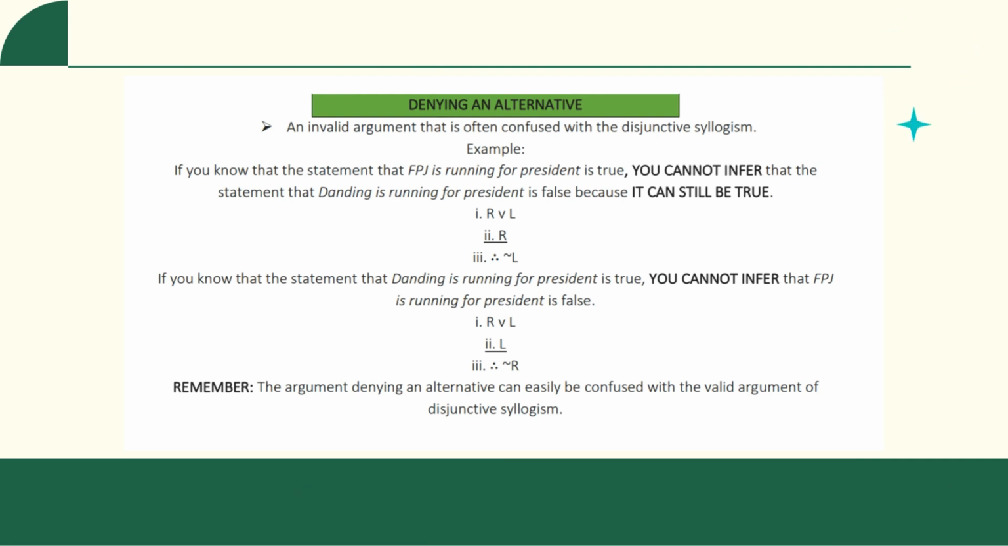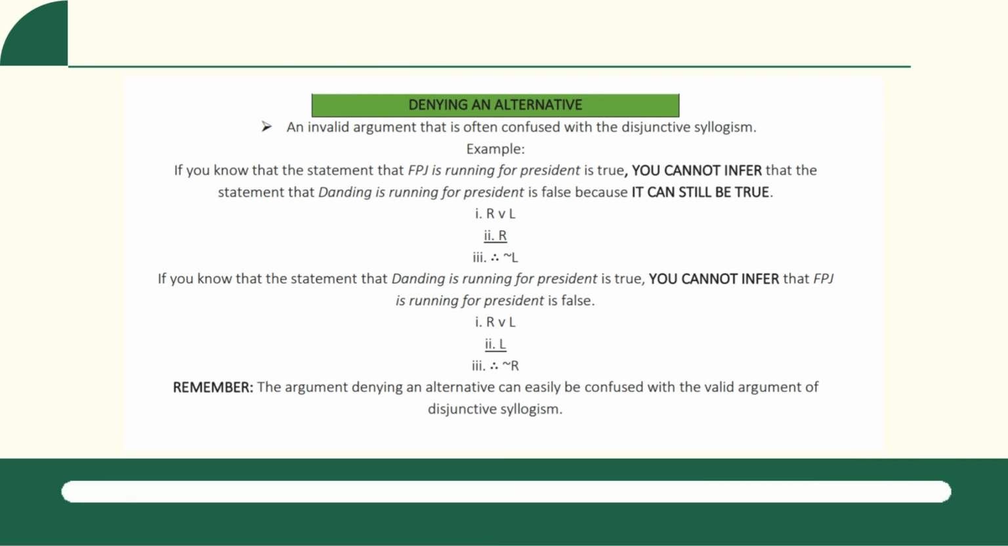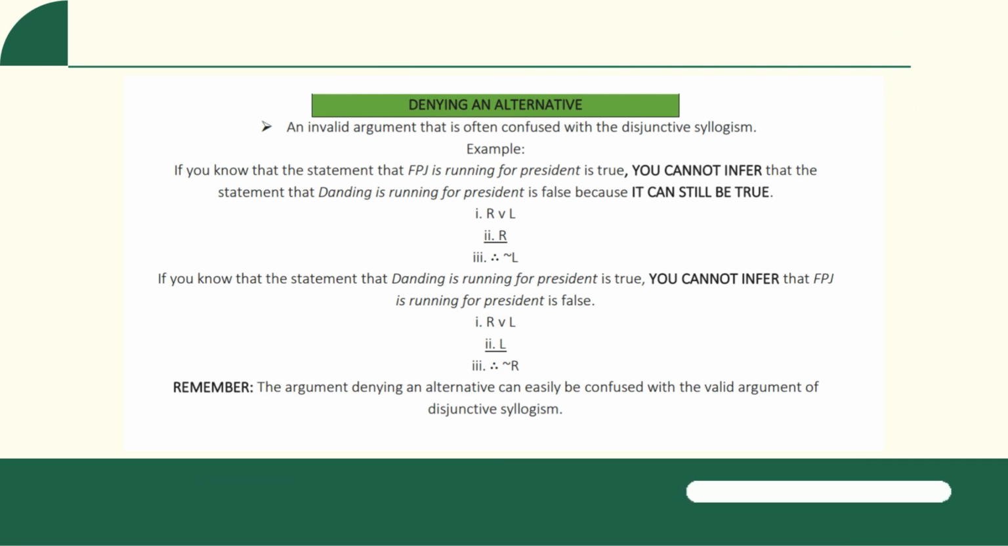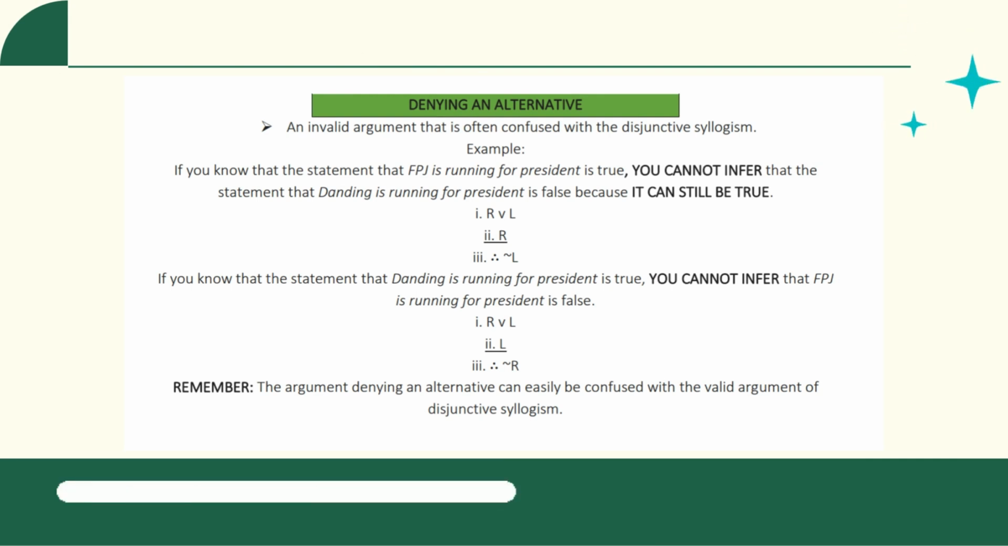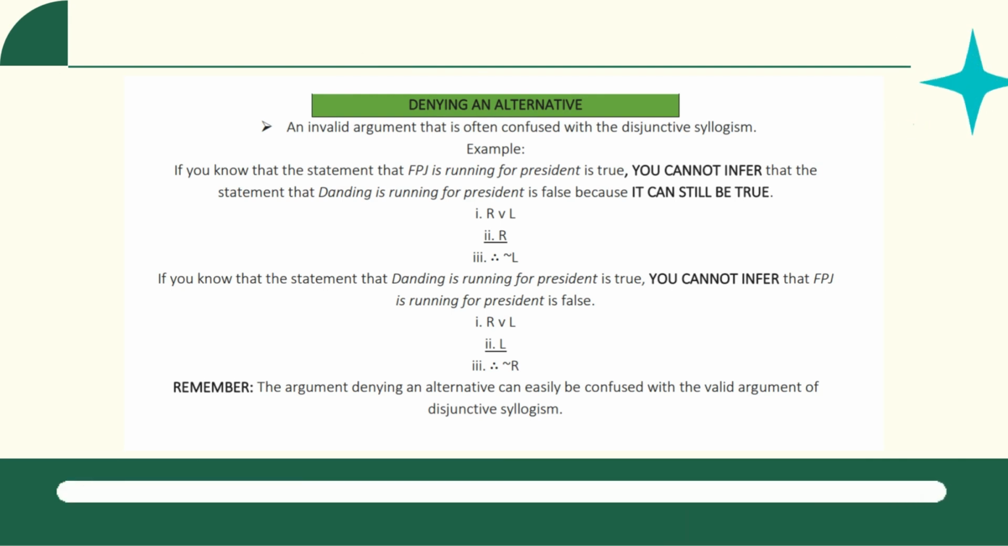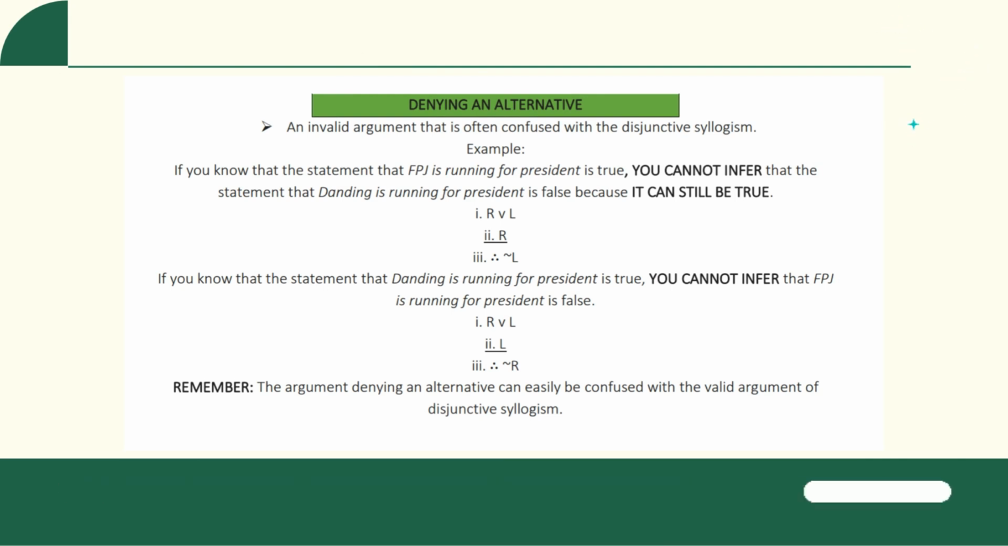Example. If you know that the statement that FPJ is running for president is true, you cannot infer that the statement that Danding is running for president is false because it can still be true. On the other hand, if you know that the statement that Danding is running for president is true, you cannot infer that FPJ is running for president is false. Remember, the argument denying an alternative can easily be confused with the valid argument of disjunctive syllogism.